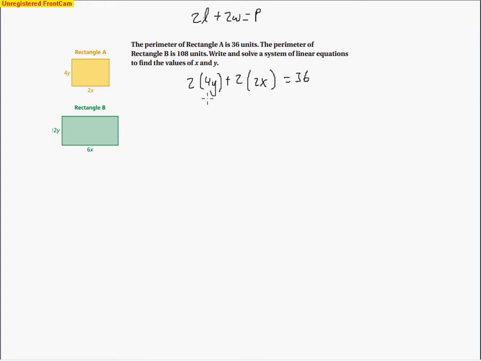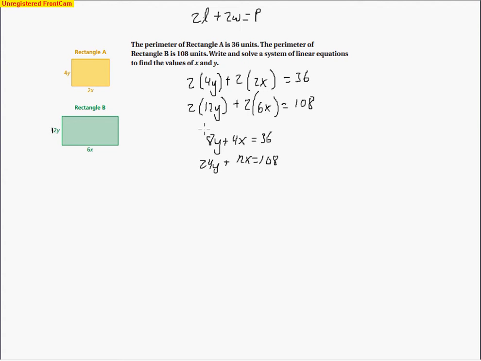And so when I go ahead and set up the next one, I do the same sort of thing. This is a 12, we'll say right here. And so I have 2 times 12y plus 2 times 6x, and this all equals 108. When I go ahead and solve this, I'll multiply out these numbers, and that gives me 8y plus 4x equals 36. And on the next one, I get 24y plus 12x equals 108.